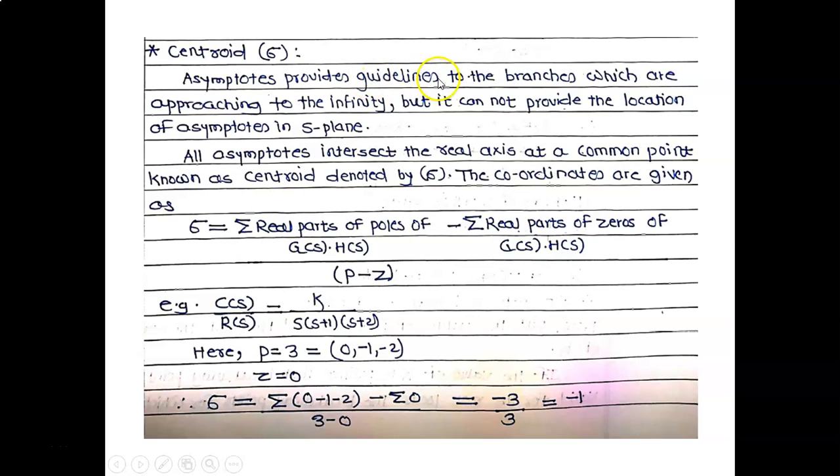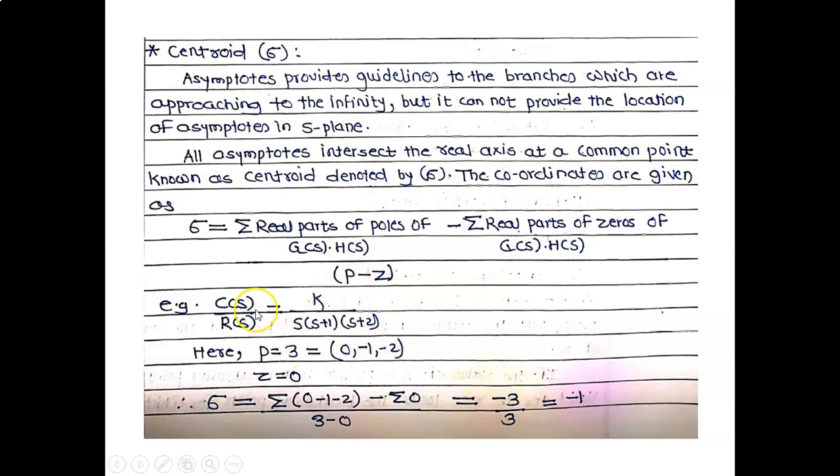Now, centroid. Asymptotes provide guidelines to the branches which are approaching infinity, but they cannot provide the location of the asymptotes in the s-plane. All asymptotes intersect the real axis at a common point known as the centroid, denoted by sigma. Therefore, the formula of the centroid is sigma = summation of real parts of poles of G(s)H(s) minus summation of real parts of zeros of G(s)H(s), divided by P - Z.